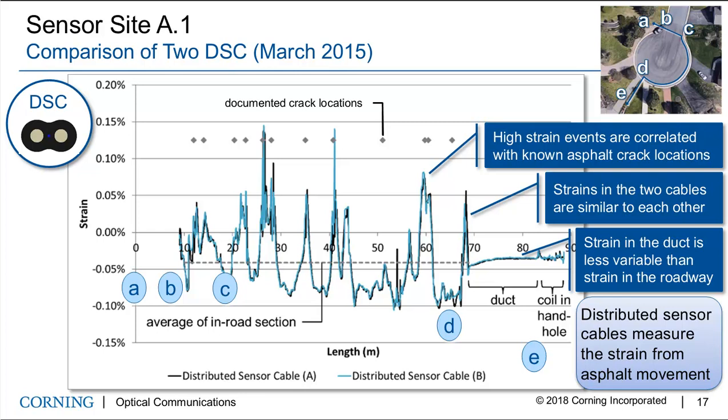The dashed gray line in this plot is the average strain from the 10 meter to 70 meter markers. And that average strain is equal to what you see in the duct portion. And so in fact, that difference in that average strain and that duct portion is really just the temperature offset of March as opposed to the initial measurement in August.